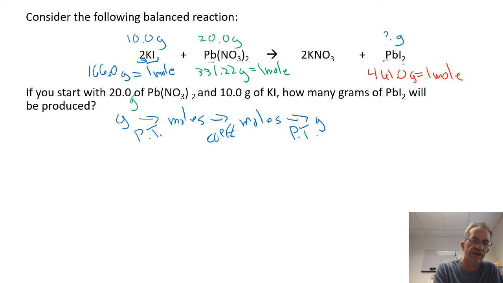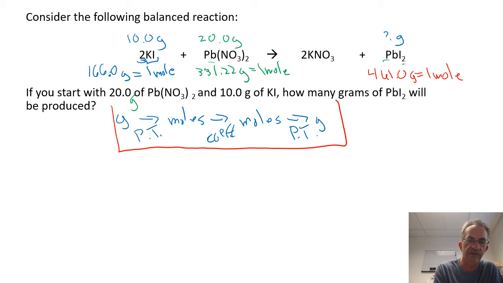The other thing I have in front of me is sort of my general game plan. Grams to moles, periodic table. Moles to moles, coefficients. Moles back to grams, periodic table again. So I'm going to know what to do with these conversion factors based on looking at my units. So let's go through it one time, starting off with, I guess it doesn't really matter what order. We'll do the KI one first.